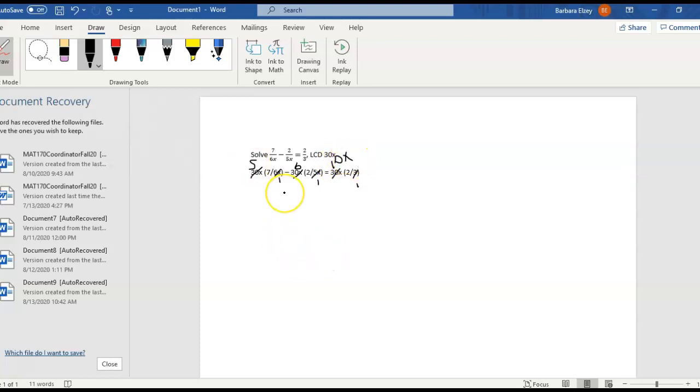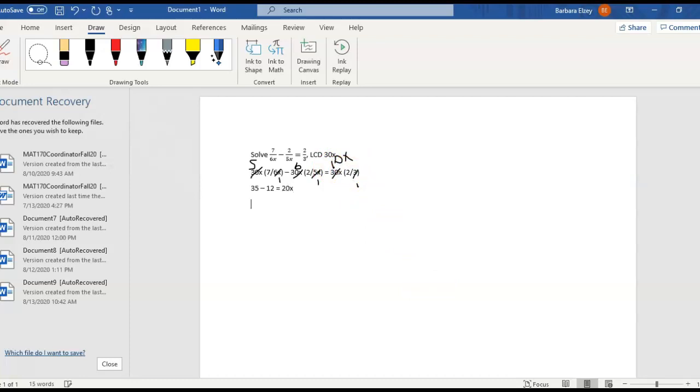All right, now let's see what we have left over. We have 5 times 7, or 35. And then we have 6 times 2, or 12. And then finally on the right side, we have 10x times 2, or 20x.